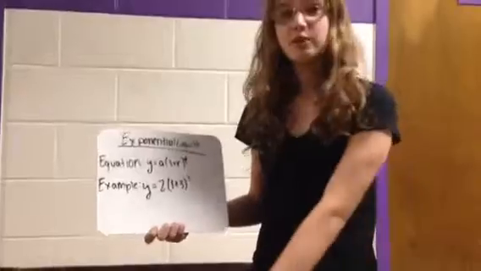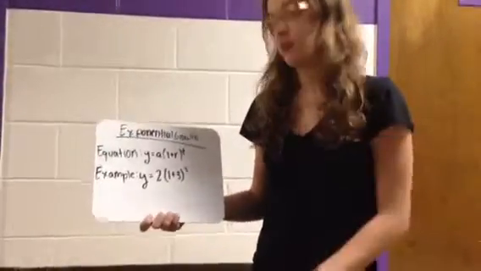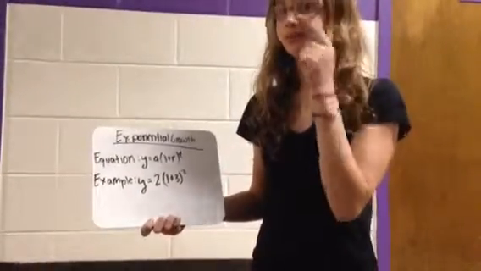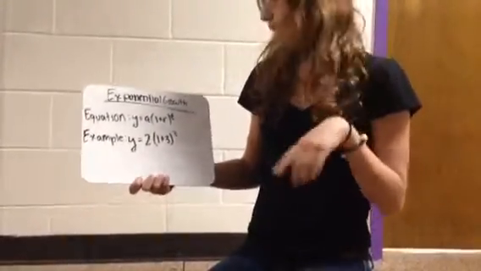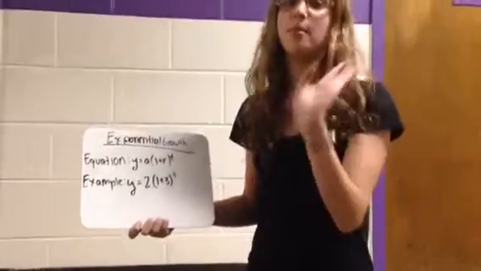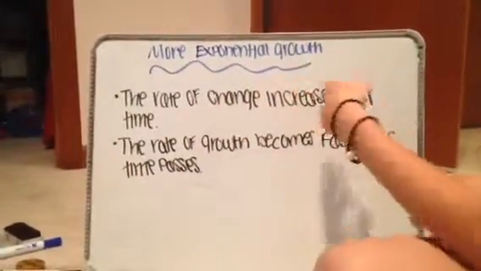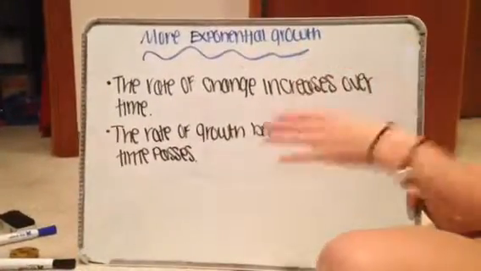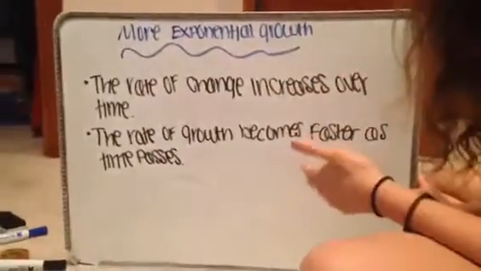The equation for exponential growth is y equals a, open parentheses, 1 plus r, close parentheses, to the power of t. An example for exponential growth is y equals 2, open parentheses, 1 plus 3, close parentheses, to the power of 3. Okay, so in exponential growth, the rate of change increases over time, and the rate of growth becomes faster as time passes.